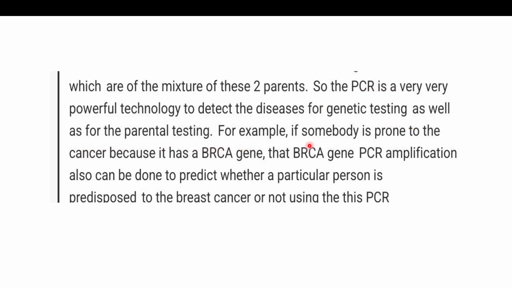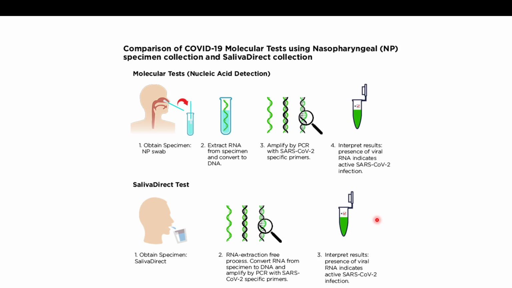PCR is a very, very powerful technology to detect diseases, for genetic testing as well as for parental testing. Also, if somebody is prone to cancer, there is a gene, the BRCA gene, which has implications in cancer. So the BRCA gene can be PCR amplified to predict whether a particular person is predisposed to breast cancer or not using the PCR technique. Okay.